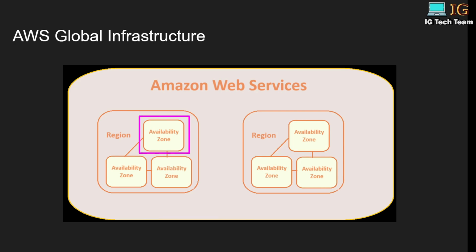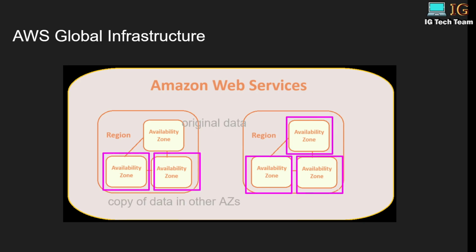That means all your important data can reside in one of these availability zones, and the same copy of that application or data goes in other availability zones. And if something goes wrong in one availability zone, another AZ can still keep running your stuff.